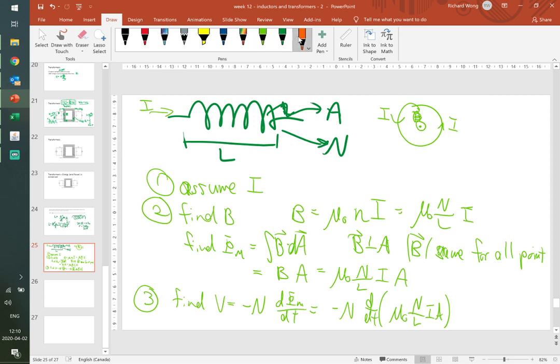And then mu isn't supposed to change in time, so that can come out. Your number of loops, your coil length and your area, those are geometry things. Your thing doesn't change shape. So then what you're left with is negative N squared mu naught A over L, di/dt. So that's my V.